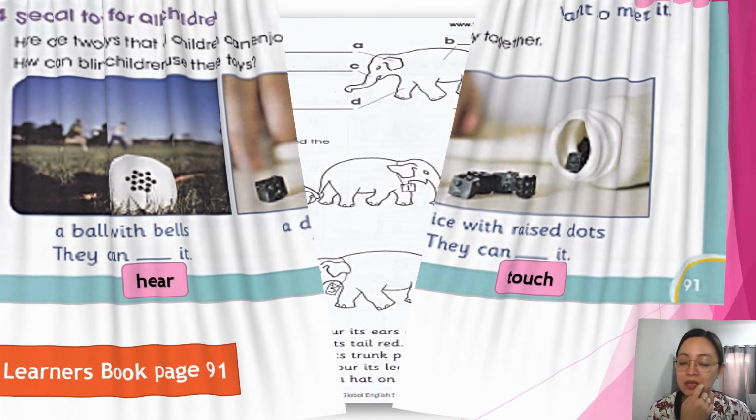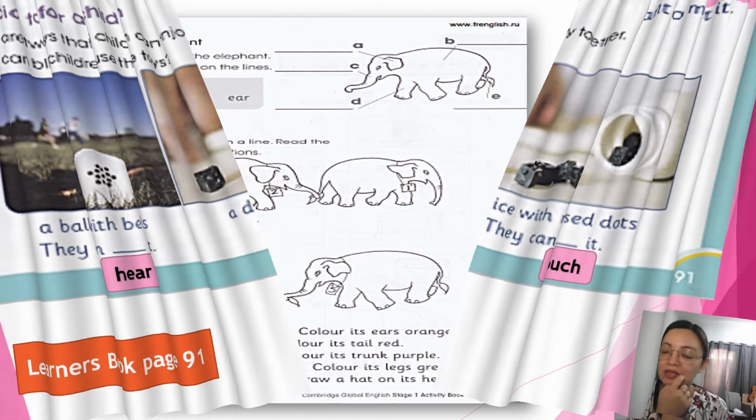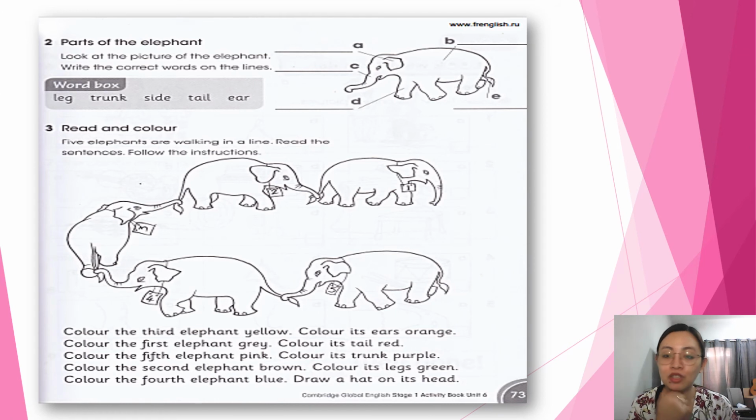Okay, so this time I want you to open your activity book on page 73. So we have two activities here. The first part, or number 2, is parts of the elephant. Look at the picture of the elephant. Write the correct words on the line. So we have to label the parts of the elephant. So we have here a word box. So you have to choose the correct answer from the word box. So leg, trunk, side, tail, ear. So you have to do it, okay?